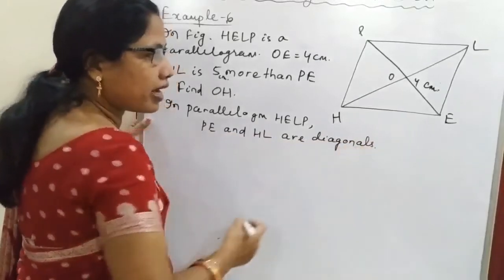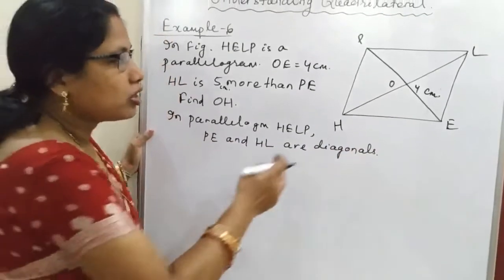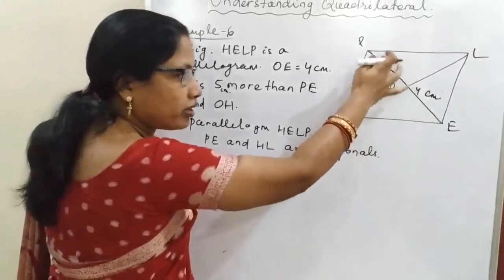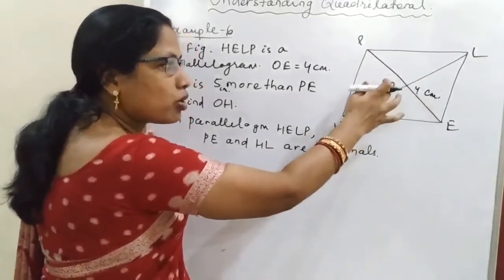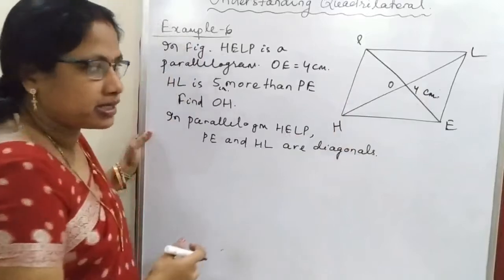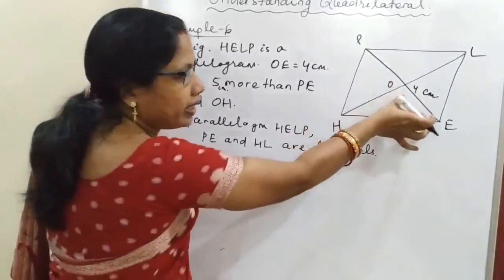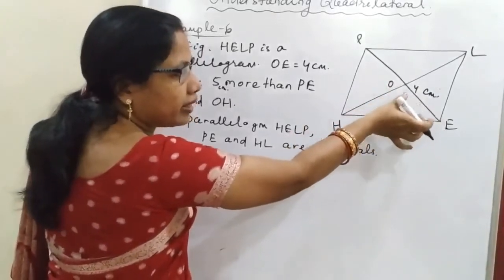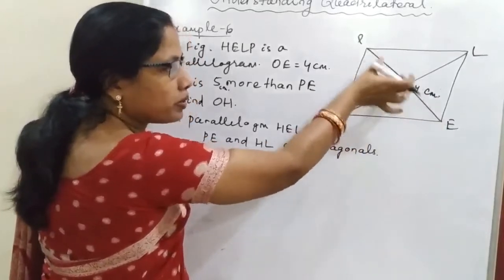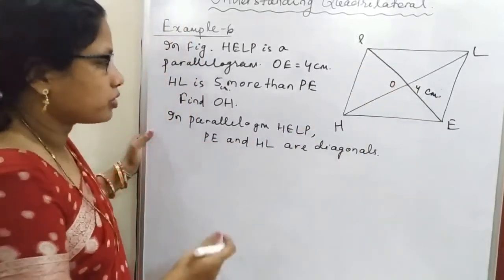And as the diagonals bisect each other, O is the midpoint of PE and also O is the midpoint of HL. So if OE is 4 centimeter and OE is equal to OP, then OP is also 4 centimeter.